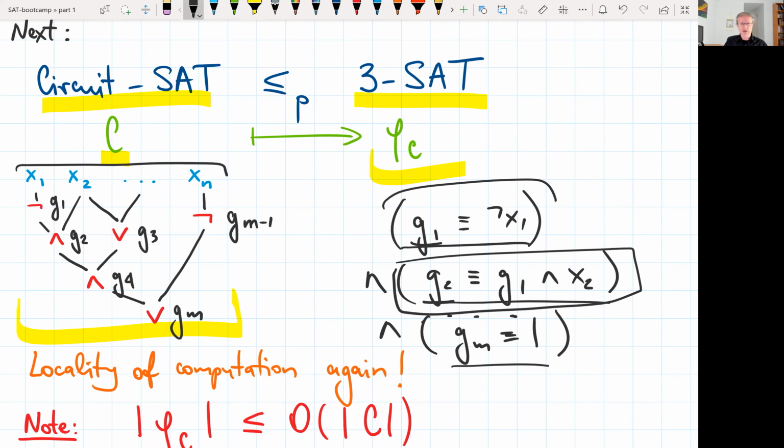Okay, so each one of these conditions you can translate into an equivalent at most 3CNF. At most 3CNF means that the width of the clauses in your CNF is at most 3. And then you take the conjunctions of these at most 3CNFs and get a new at most 3CNF, which will be the output of the reduction from circuit SAT to 3SAT.